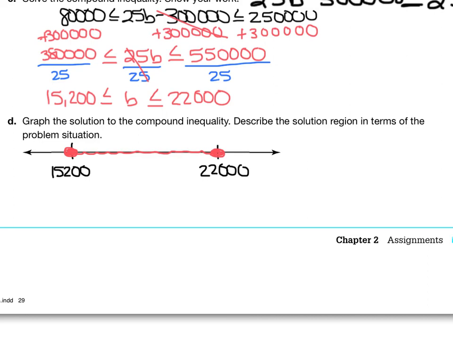It says describe the solution region in terms of the problem situation. John should sell between 15,200 and 22,000 bushels of apples to make a profit between 80,000 and 250,000.